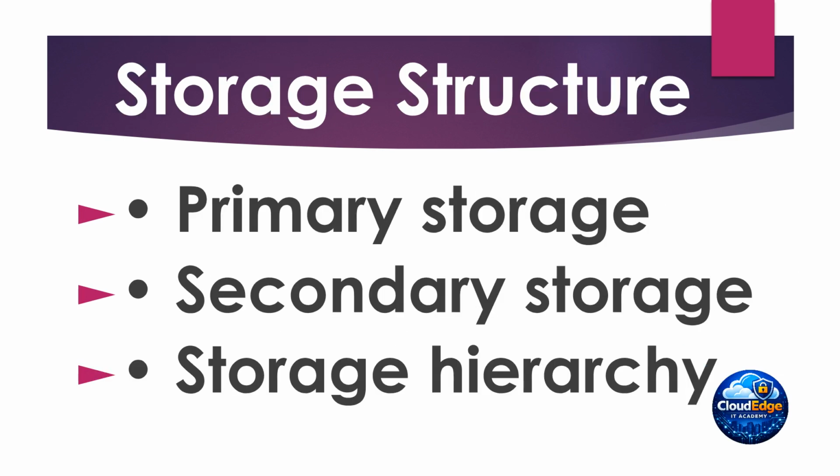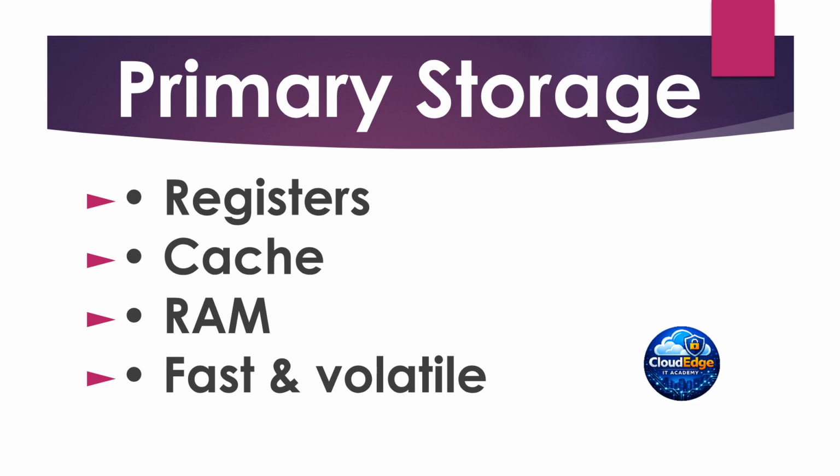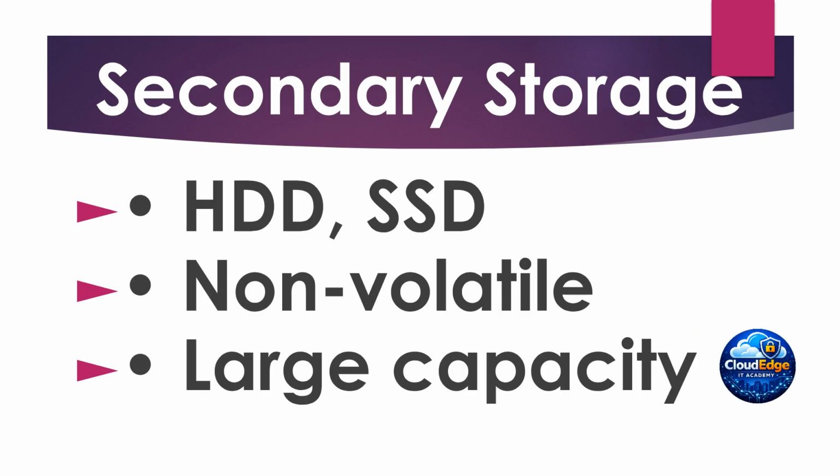The storage structure is categorized into primary storage, secondary storage, and the overall storage hierarchy. Primary storage consists of fast and volatile components like registers, cache, and random access memory, or RAM. Secondary storage, such as hard disk drives, HDD, and solid-state drives, SSD, is non-volatile and offers a large capacity.